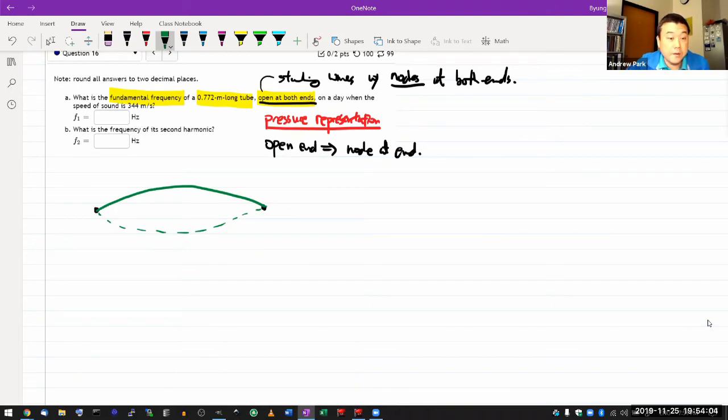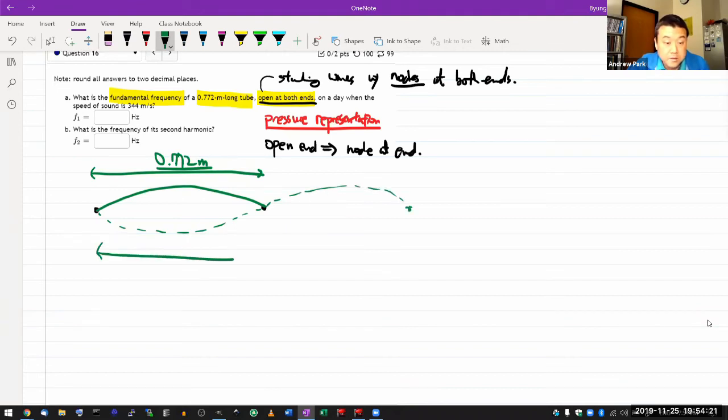So, the length from here to here is 0.772 meters. And that's not one whole wavelength. In fact, one whole wavelength would terminate here. So that gives us the wavelength. Wavelength here is 1.544 meters.